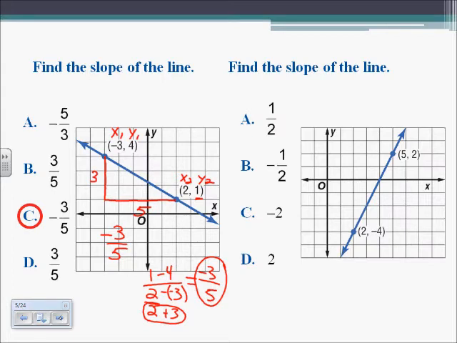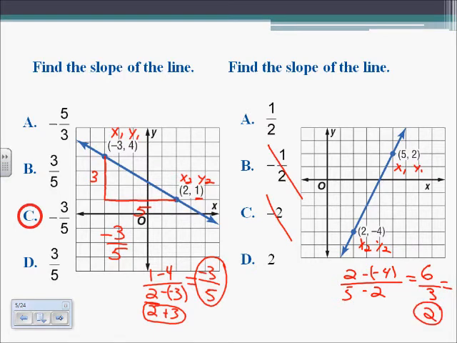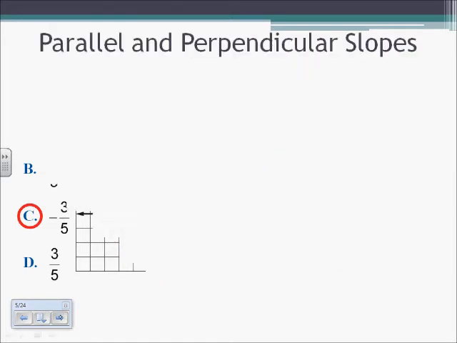Same thing over here on the right, find the slope of the line. We know it's a positive, so looking at our choices, we know it can't be B and it can't be C, it has to be either D or A. And if we put it in our slope formula, with x sub 1, y sub 1, x sub 2, y sub 2, we'll end up with 2 minus a negative 4 over 5 minus 2. So we'll have 6 over 3, which is of course the number 2. So therefore the slope of the line will be D. Alright, and that's finding slope of the line. Again, a review from algebra.